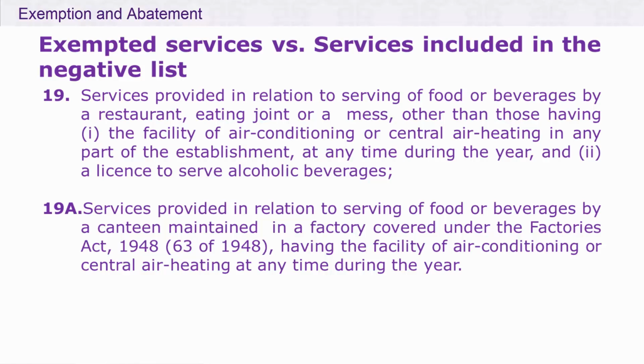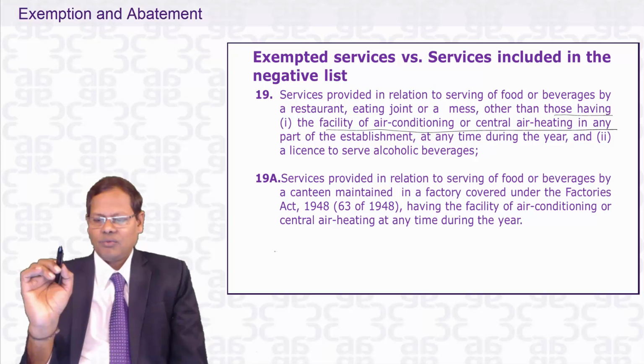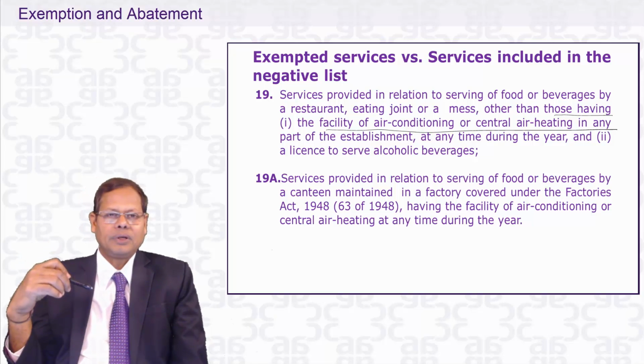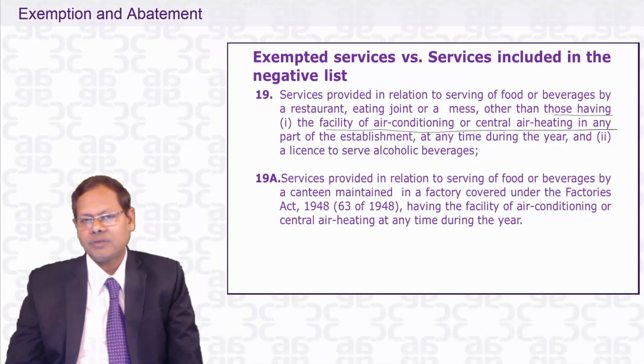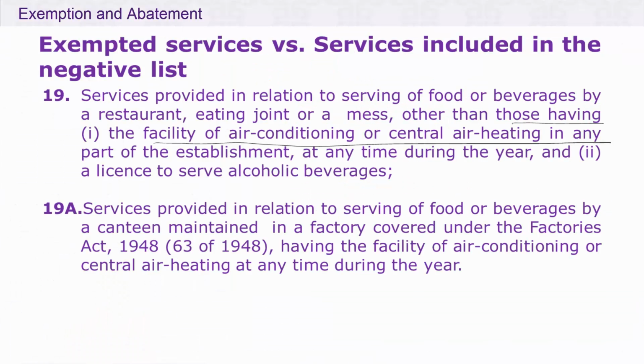And entry number 19. Services provided in relation to serving of food or beverages by a restaurant, eating joint, etc. These are under the negative list. So having the facility of air conditioning or central air heating. So remember, hotels, restaurants, etc., whatever they provide, of course, subject to the small service providers exemption limit of 10 lakh rupees. Subject to that limit, if the facility of air conditioning or central air heating is provided even in a part of the establishment, then it becomes taxable. And a license to serve alcoholic beverages is not necessary now. It is not necessary that they should have a license to serve alcoholic beverages. You have to be very careful about that.